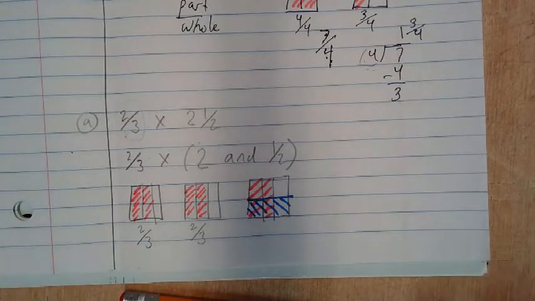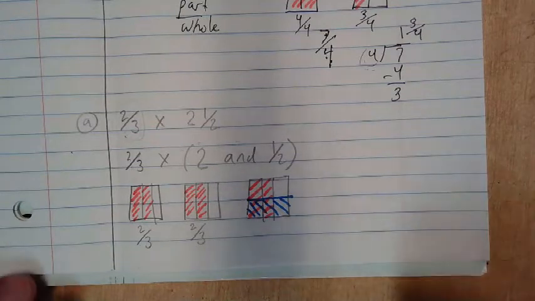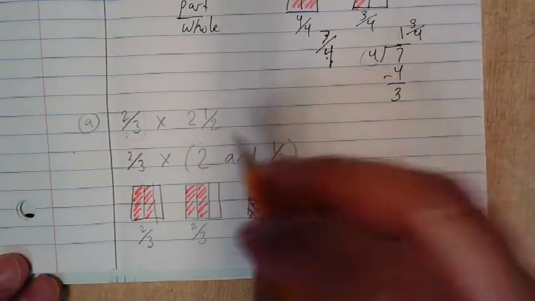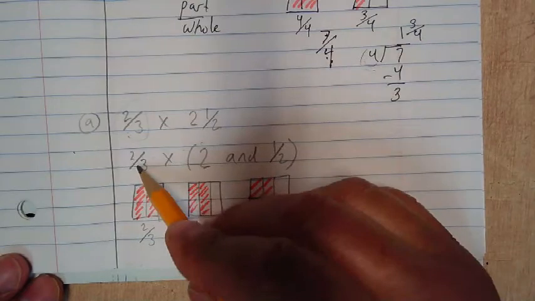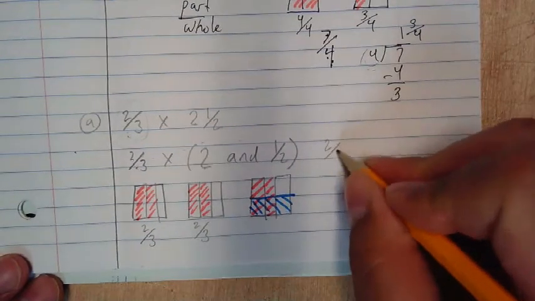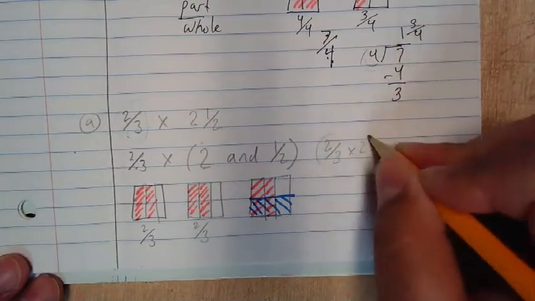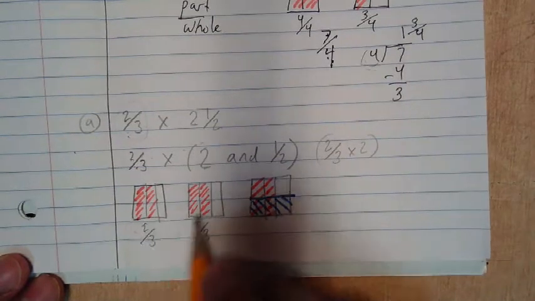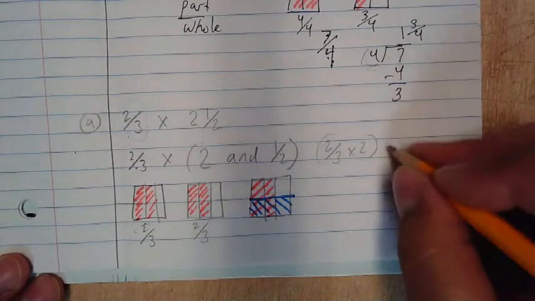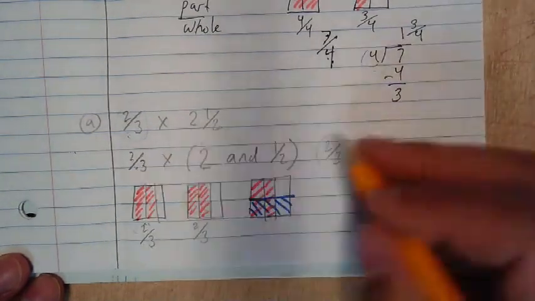You're like, wait, what did you just do? Let me show you with an equation. We took this 2, and I said I'm going to draw it 2 times. So what we just did was 2/3 times 2, plus 2/3 times a half.